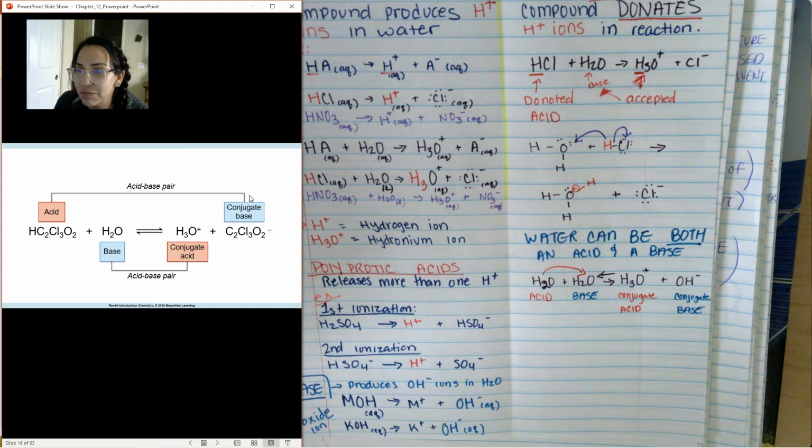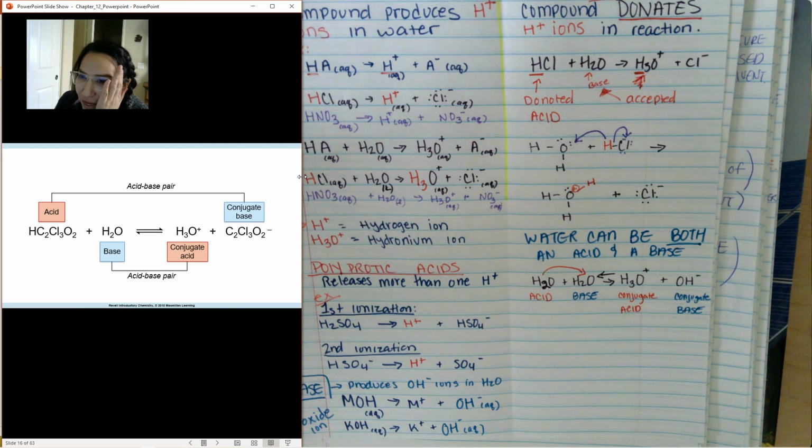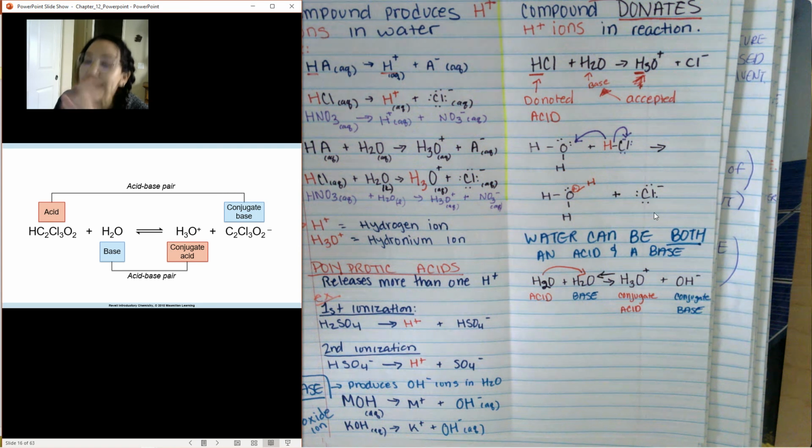There's a name to this principle that I hope pops up on the PowerPoint because I can't remember the name of it right now. So stuff like Le Chatelier's principle, in which the reaction has an equilibrium going back and forth with each other, right? So it's like Le Chatelier's principle.